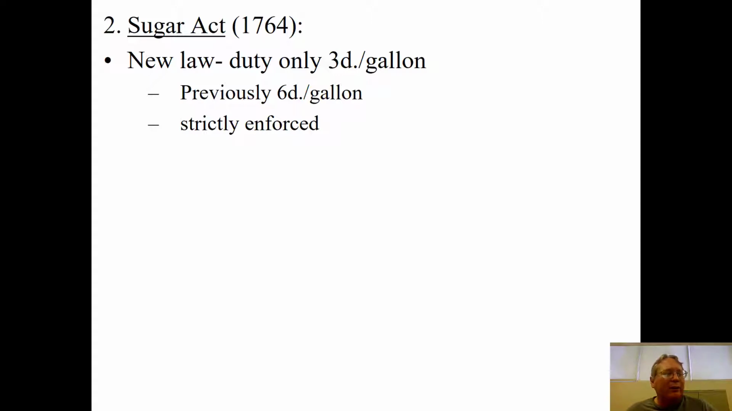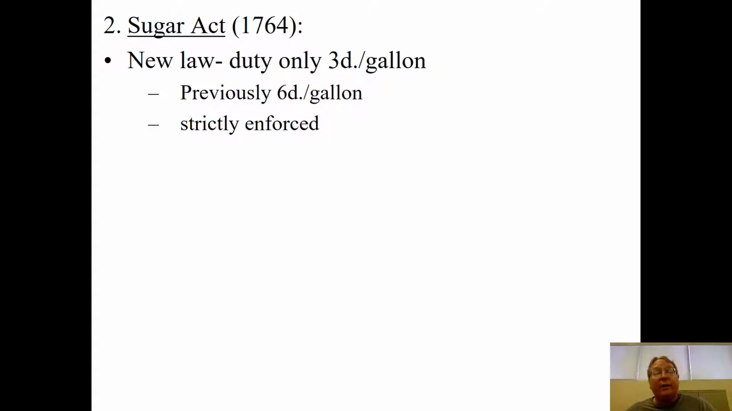We want you to actually start paying these taxes, but Britain also understands the tax is too high, so they slash it in half. They say, look, we're only going to ask you to pay 3 pennies on the gallon now, but we actually expect you to pay it. We're going to send out customs officials to actually make sure you pay this tax. And oh yeah, don't buy foreign sugar anymore. We're going to make sure you don't buy foreign sugar either.